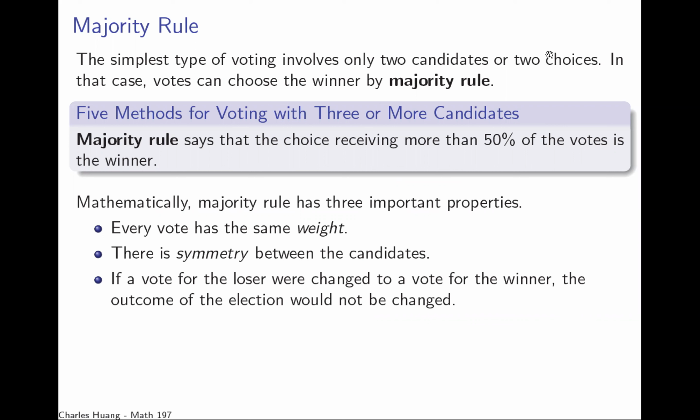Majority rule is important in that it has three interesting things. Each vote counts the same. There's symmetry between the candidates. So if we swap the votes, the outcome swaps: the winner becomes the loser, and the loser becomes the winner. And the third thing is if someone changes their mind and instead of voting for the loser, they decide to vote for the winner, the outcome will not be changed.